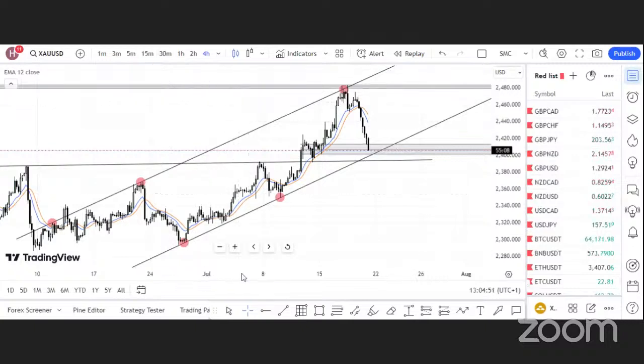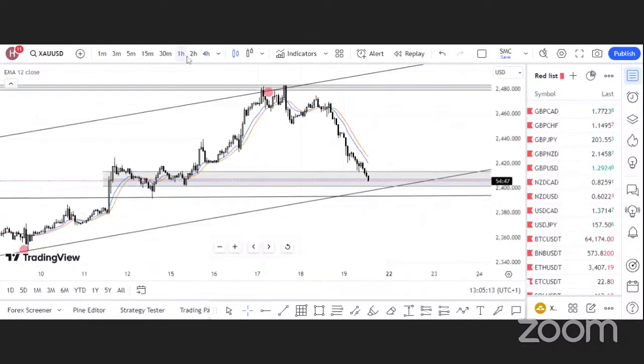and as you can see, the market has been selling for a while. The market has been selling since yesterday and is currently approaching the lower trend line. Now let's drop down to the 1 hour time frame.